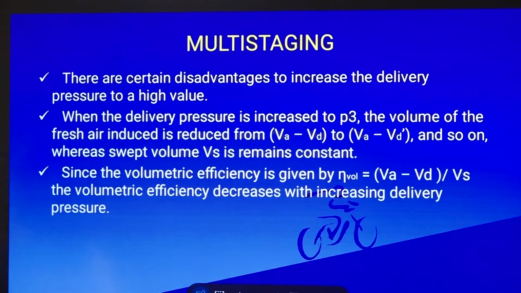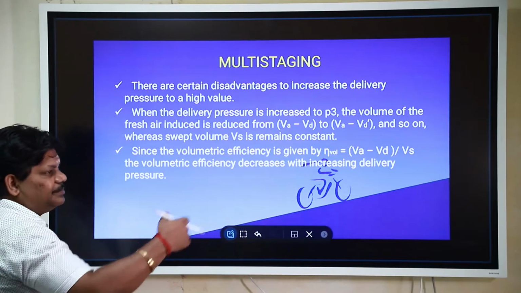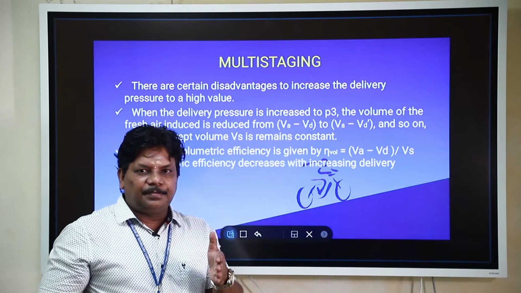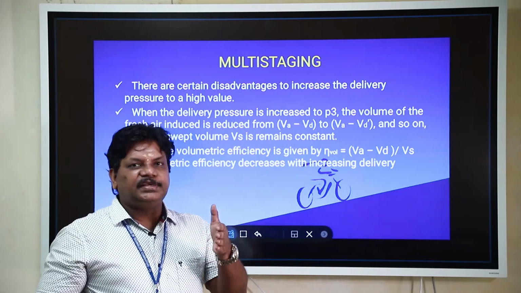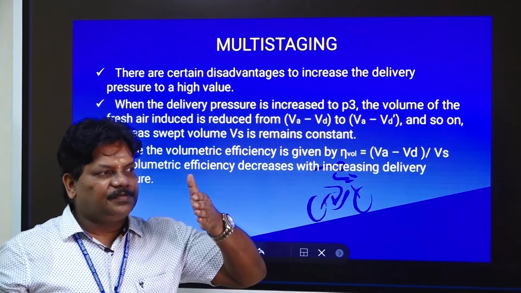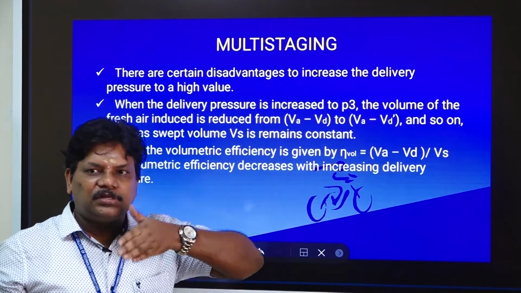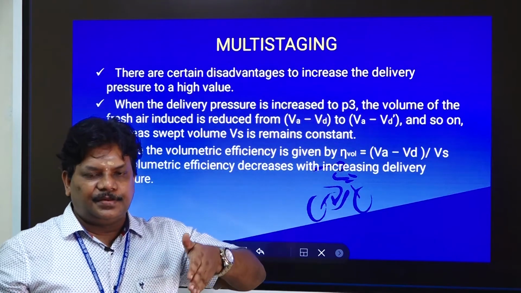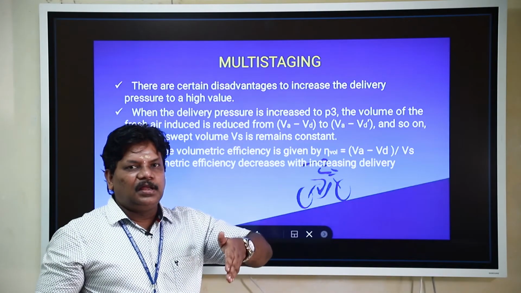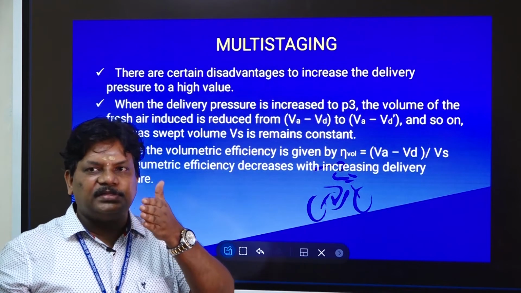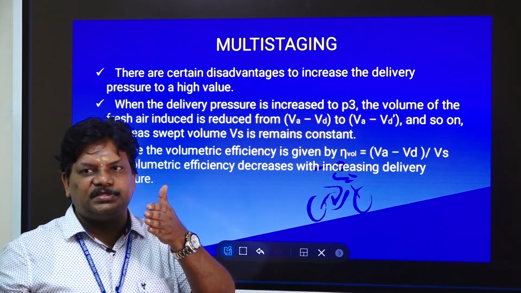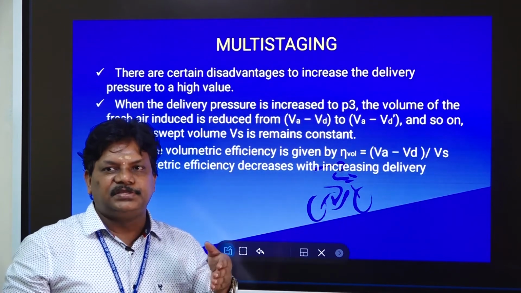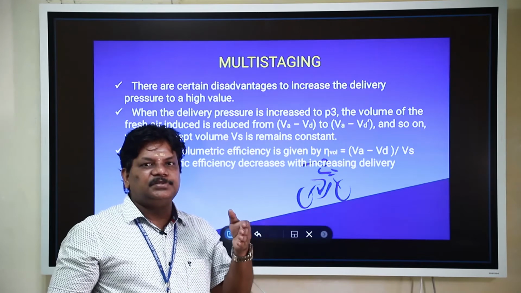Then we go for multi-staging. So far we have seen the compressor without clearance and the compressor with clearance, and in both cases we have seen what the work done is. In the case of without clearance, the total volume V1 is considered. When you go for with clearance, V1 minus the effective swept volume is considered.